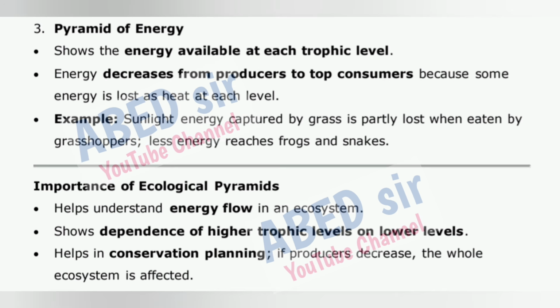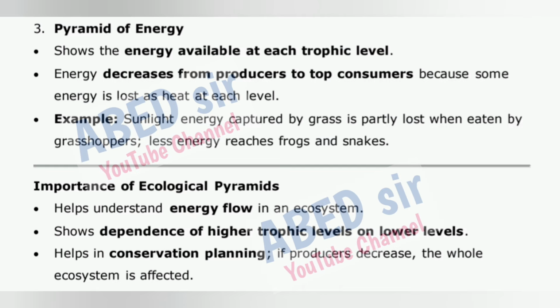3. Pyramid of energy. Shows the energy available at each trophic level. Energy decreases from producers to top consumers because some energy is lost as heat at each level. Example: sunlight energy captured by grass is partly lost when eaten by grasshoppers, and less energy reaches frogs and snakes.